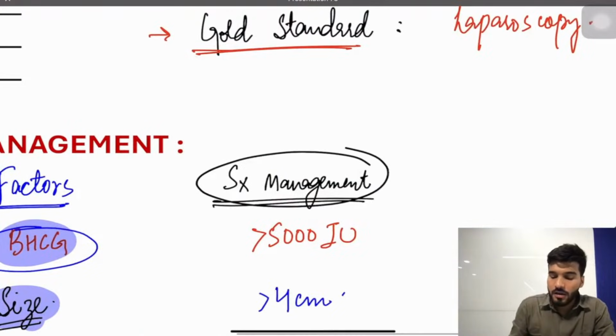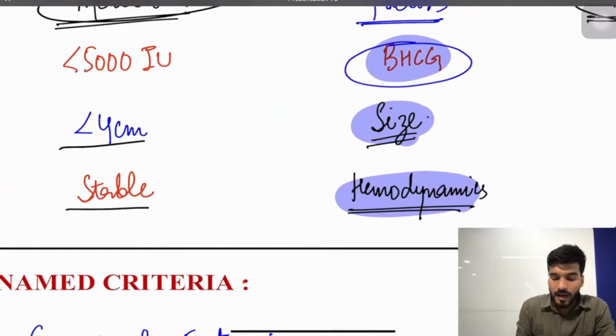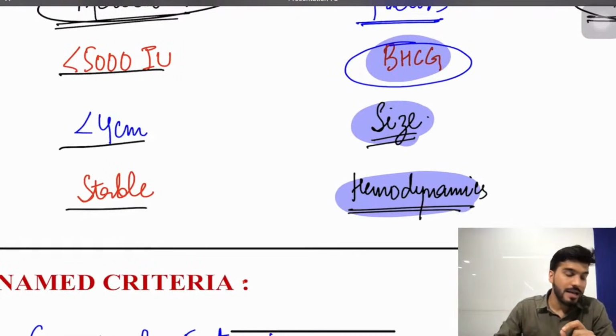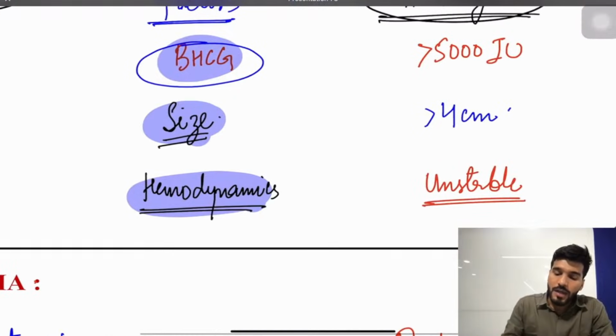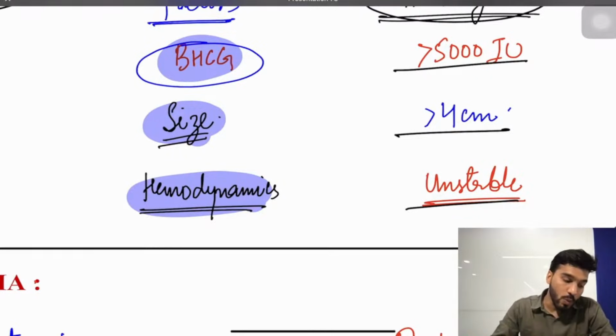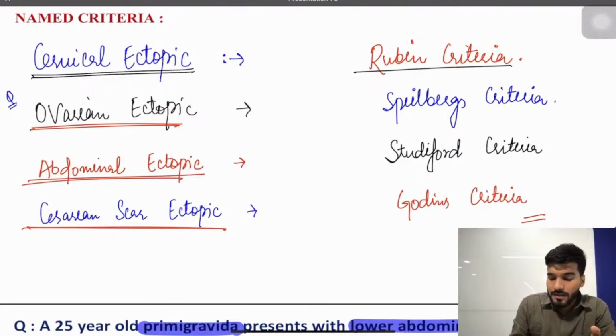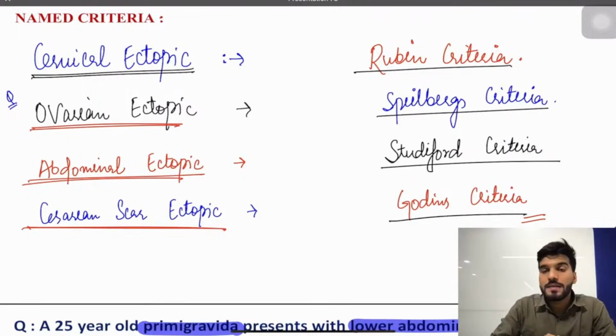Medical management is done when the beta HCG is less than 5000, the size is less than 4 centimeter, and the patient is hemodynamically stable. Opposite to that, if beta HCG is more than 5000, size more than 4 centimeter, hemodynamics unstable, or signs of rupture are present, you go with surgical management. Remember the names of the criteria. Cervical ectopic is Rubin's criteria. Ovarian is Spiegelberg's criteria. Abdominal is Studdiford. Caesarean ectopic is Gordon's criteria.